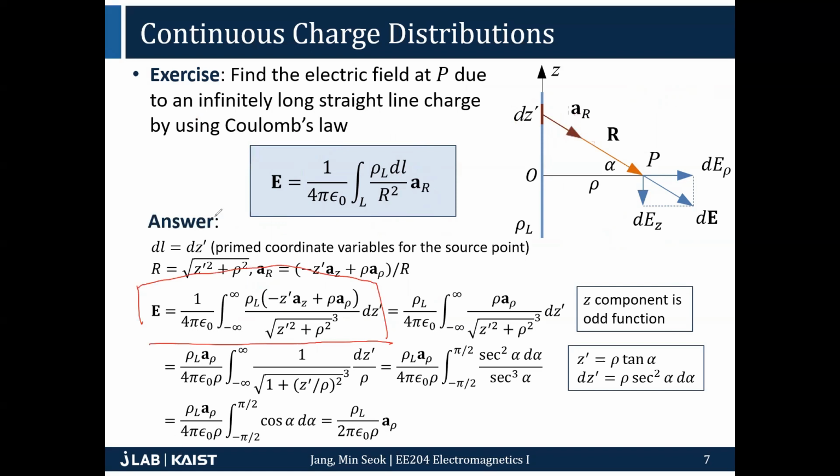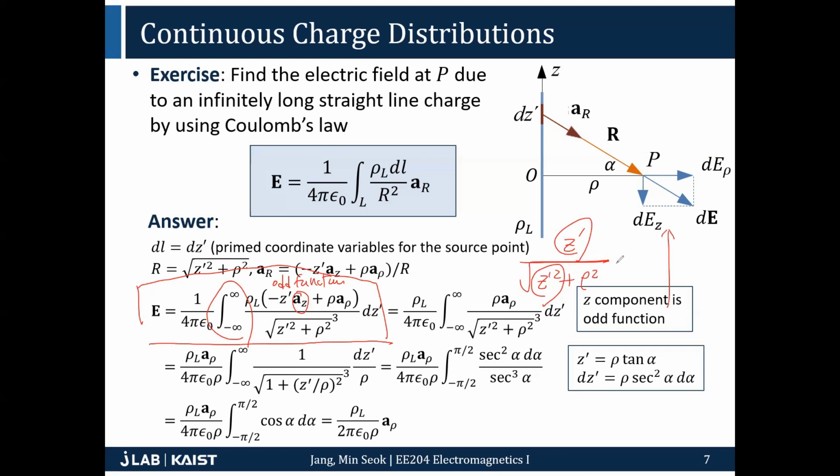Right. And then here, even before we actually perform the integration, we know that the a_z component vanishes, because the a_z component is an odd function, and then we have an even integration range. What I mean is that the z component is this: z prime squared, rho squared, z prime. This is an even function, this is an odd function, so in total it's an odd function.